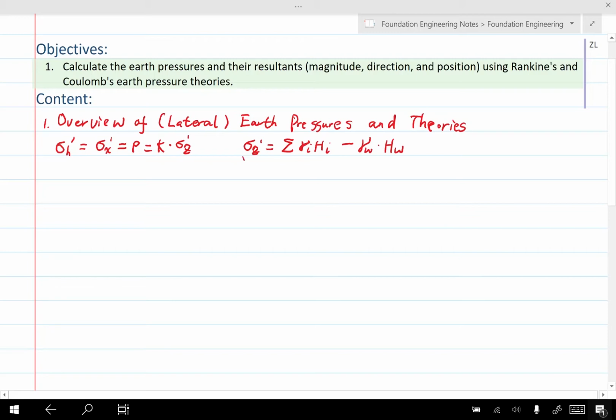We know how to calculate sigma Z prime using the method for calculating the stresses in the ground. Now, if we can figure out how to calculate K, then we can calculate the earth pressures. For the K, we have different theories. Those are the theories for calculating the earth pressures. So K is the earth pressure, or to be more accurate, the lateral earth pressure coefficient.